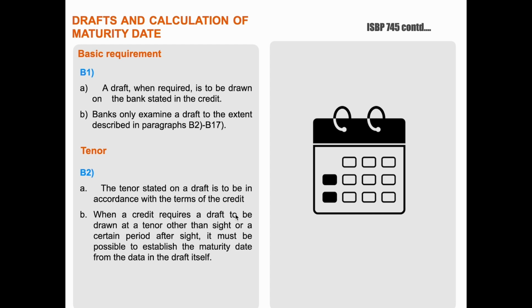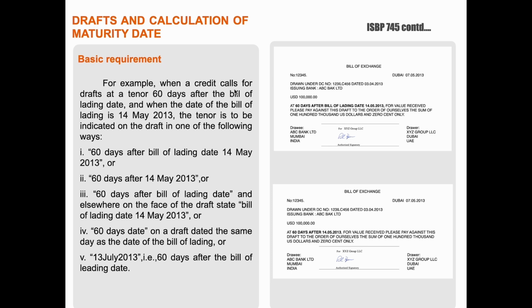Next, when a credit requires a draft to be drawn at a tenor other than sight or a certain period after sight, it must be possible to establish the maturity date from the data in the draft itself. For example, when a credit calls for drafts at a tenor of 60 days after the bill of lading date, and the date of the bill of lading is 14 May 2013, the tenor is to be indicated on the draft in one of the following ways. ISBP suggests ways to indicate a maturity. First, it can indicate 60 days after bill of lading date, that is 14th May 2013. So we know the bill of lading date is 14th May 2013, and the bill of exchange can indicate the maturity like this: at 60 days after bill of lading date, that is 14/5/2013.